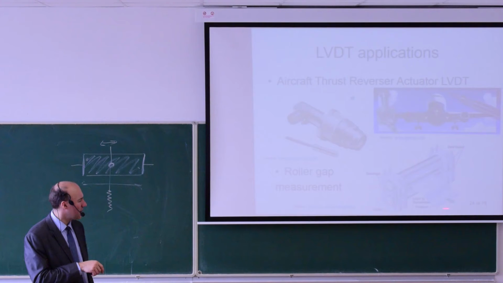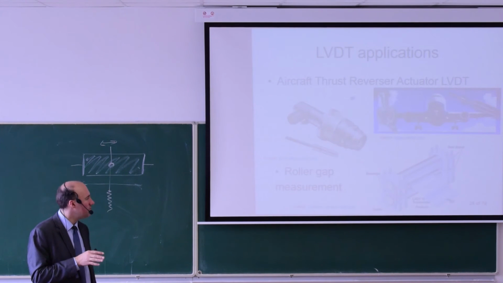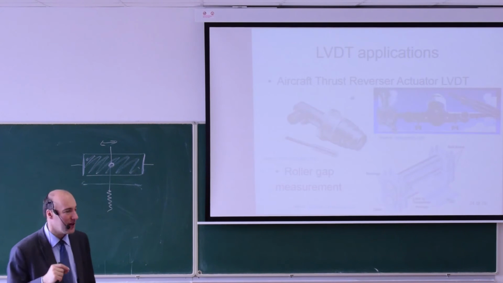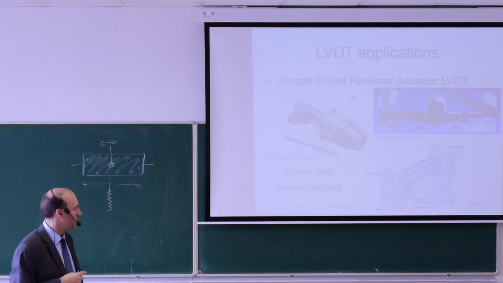The foil thickness typically is, let's say, 50 micrometers, and you need to adjust it very accurately to produce what you want.